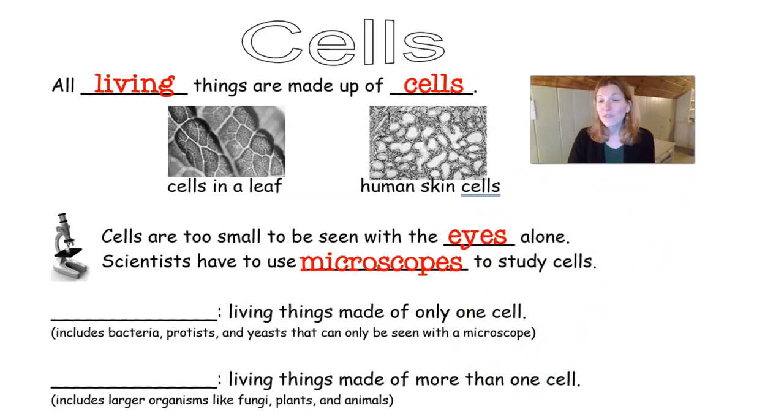So a cell is what every living thing is made out of. Every single thing that God created that is alive is made up of these little tiny cells. And for the most part, they are too small to see with your eyes alone. Usually you have to use a microscope to study them.